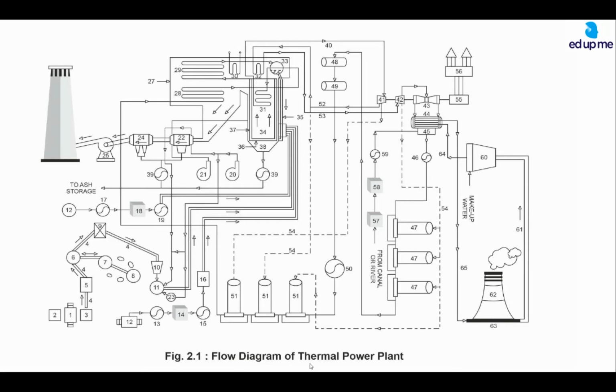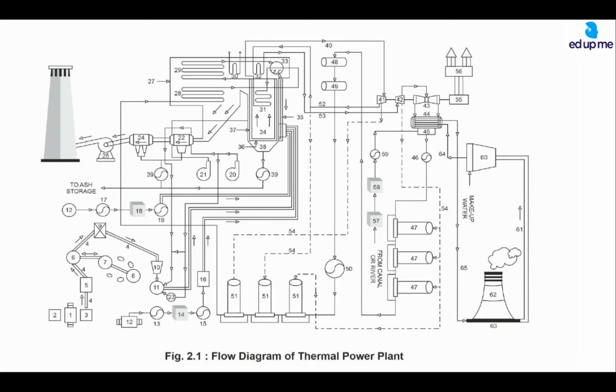The air which is fed by primary air is not enough for combustion. I mean, that will not be enough. Therefore, we will need some more air. Some extra air is required. That much air is not sufficient. So 21 is the FD fan, forced draft fan.